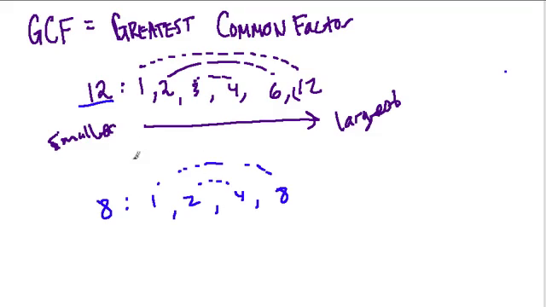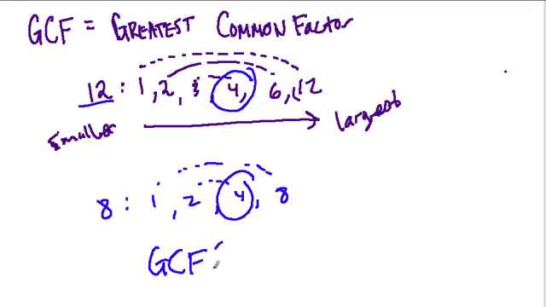So what is the largest factor they both share? They both have 1, they both have 2, they both have 4, but they both don't have 8. So 4 is the largest common factor. So the GCF of 8 and 12 equals 4. That's the biggest factor they have in common. And these factors are just numbers that multiply to give us these numbers. So what's that biggest number?